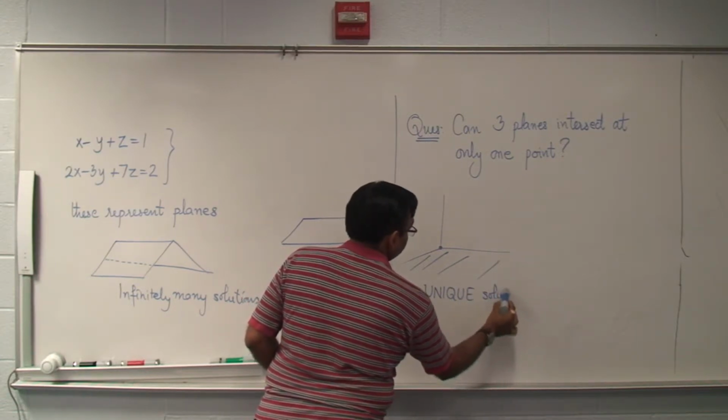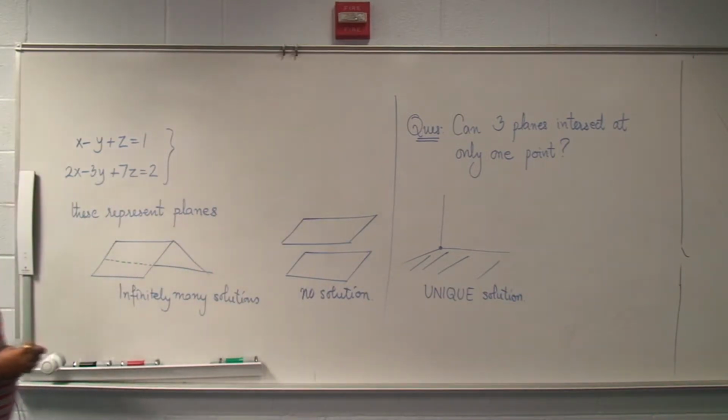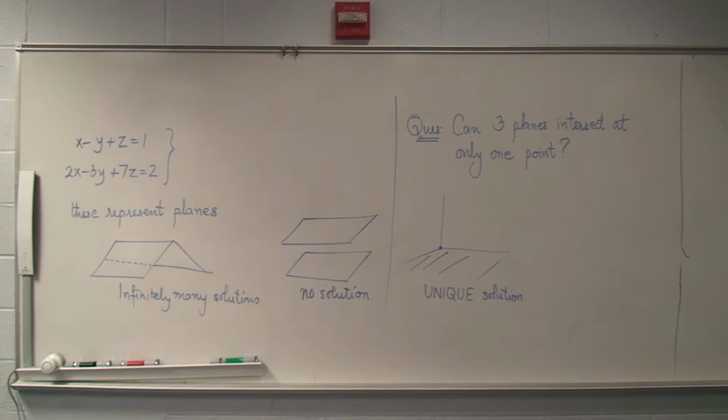This brings us to an interesting point, that with 2 planes we had only these 2 possibilities, but with 3 planes we are having these 3 possibilities, the same kind of possibilities we had in 2 dimensions. Is it possible that 3 planes intersect at, let us say, 5 points? After a little bit of thought, you will be able to see that such a thing is not possible.